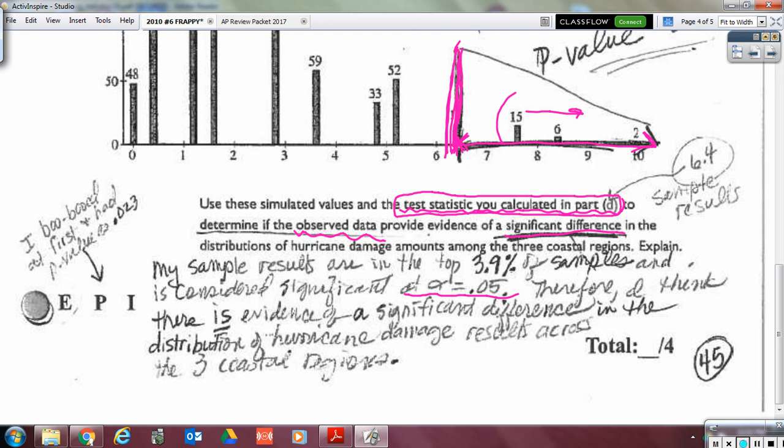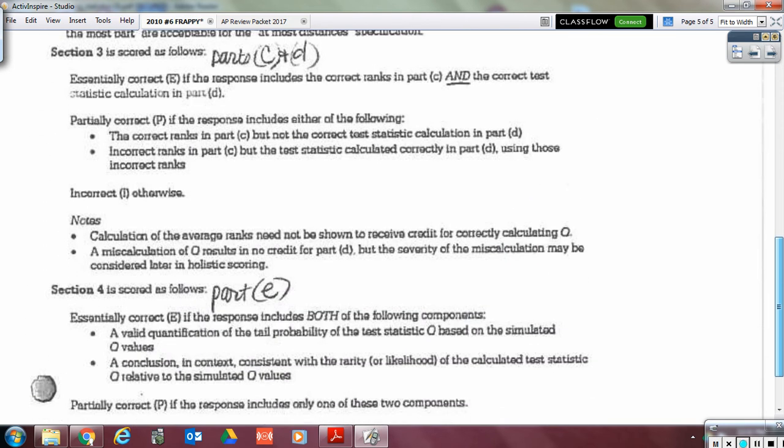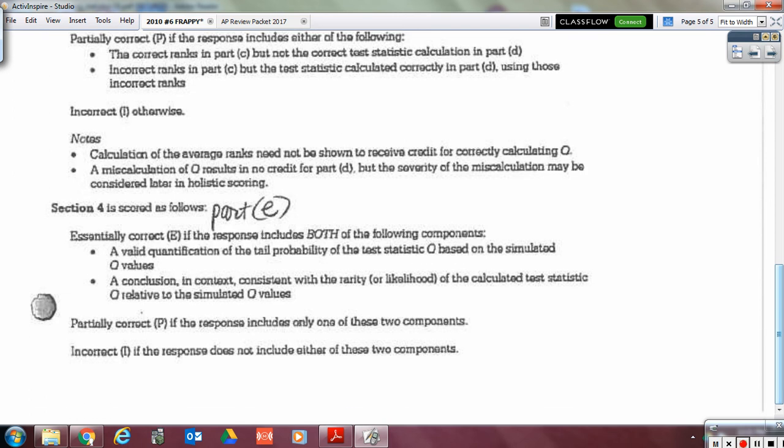Okay, let's look at how you got credit on this one. So I come over here, I already kind of told you how you got credit on your part B, your part C and D, but here's how you got credit on part E. You had to have both of these things for a full credit. A valid quantification of the tail probability. You had to give a number value of that tail probability. You had to give a number value for the probability of getting your sample or something more extreme. And you had to make a conclusion in context that has to do with that probability you had gotten.